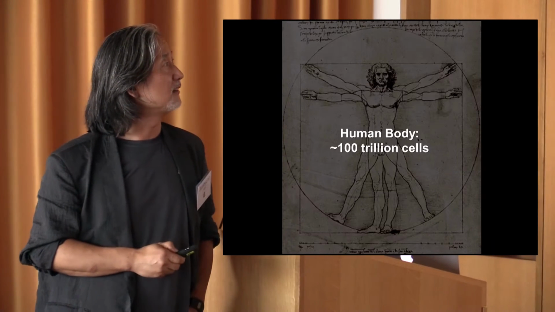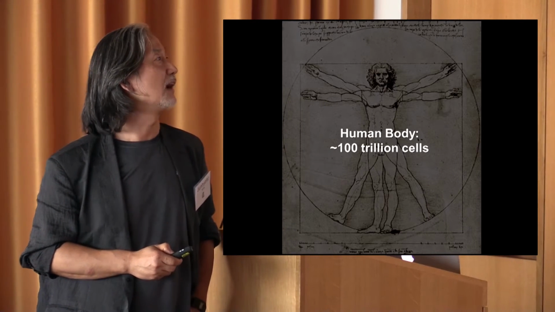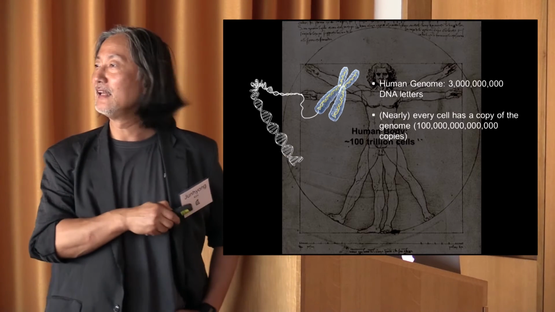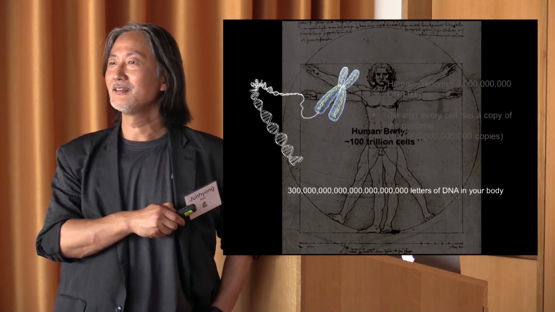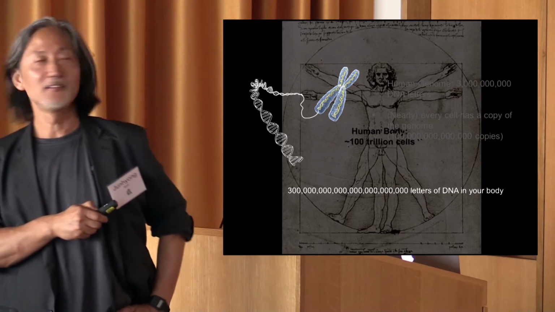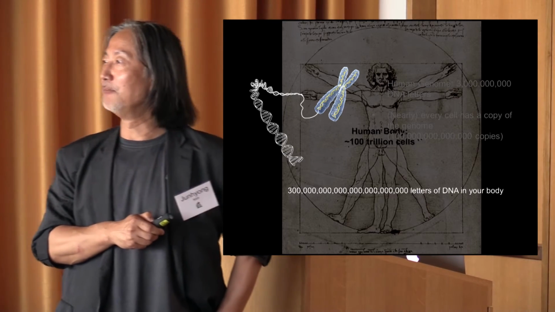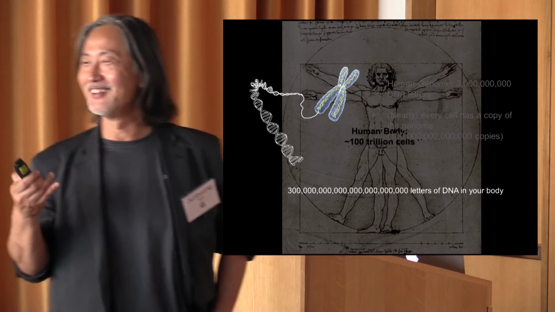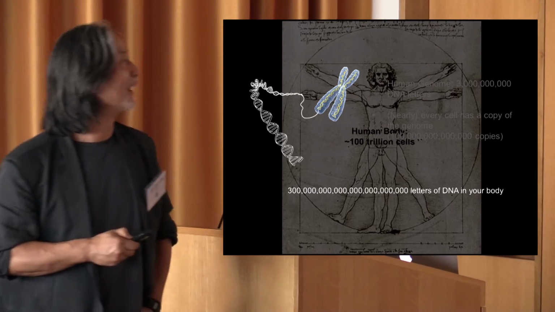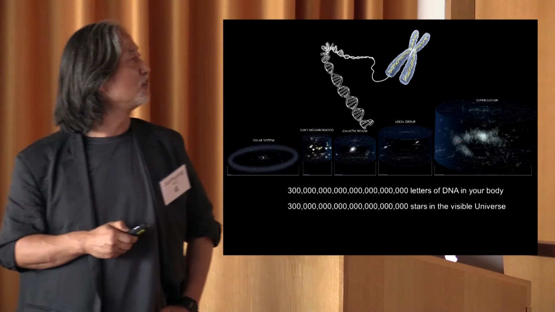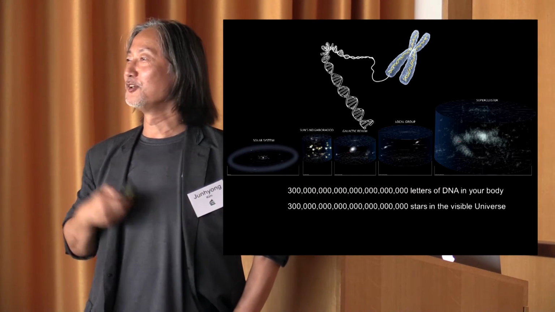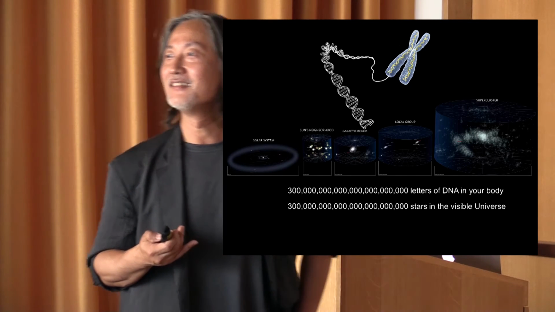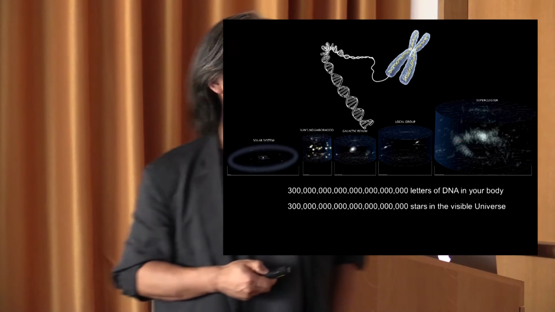So the human body has about 100 trillion cells. Nearly every cell has a copy of the genome, 3 billion letters. So there are this many letters of DNA in your body: 10 to the 23rd. Compare that to 370 million, and you have to Google that word to know what that is. Apparently, there are about 370 million stars in the visible universe. So you could say that our body has as much information as there are stars in the universe.